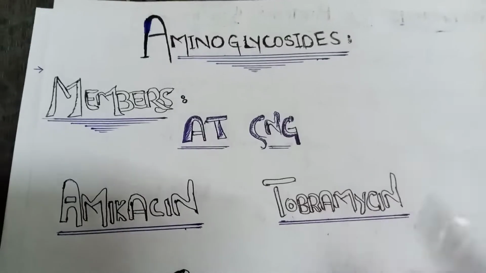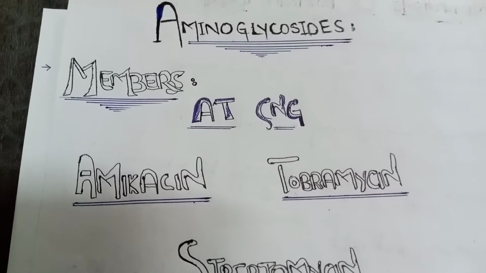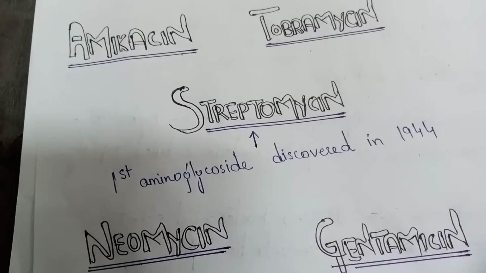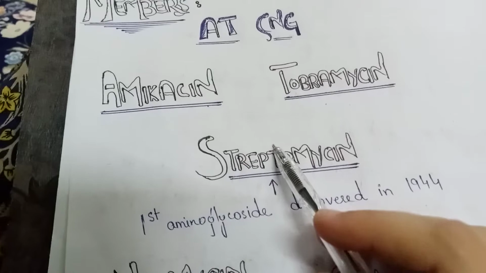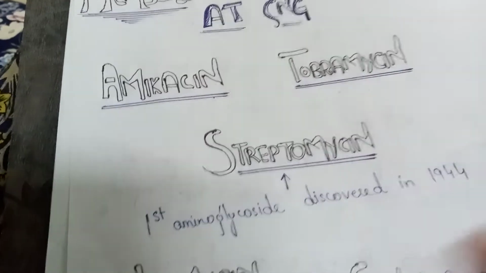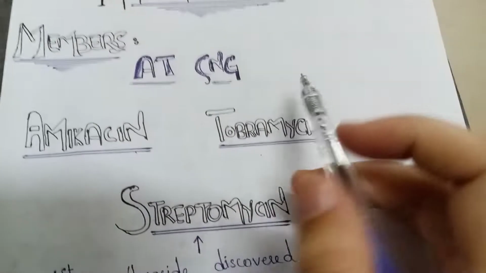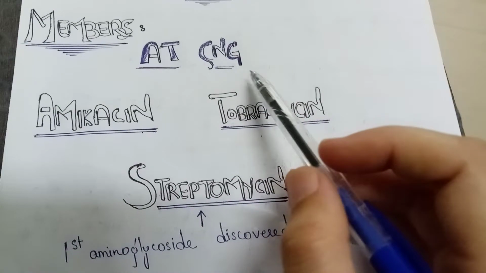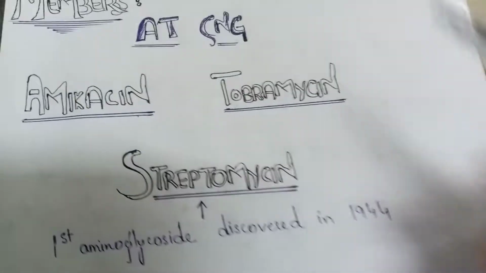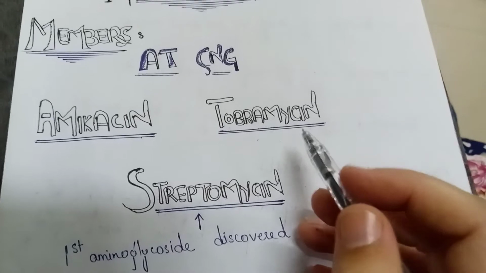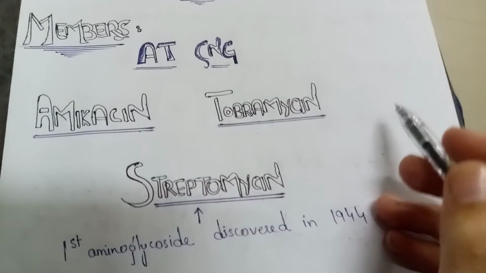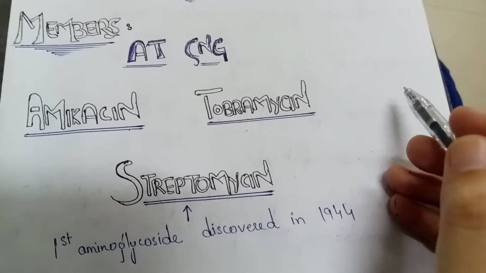So first we will start with the members of aminoglycosides. The members include amikacin, tobramycin, neomycin, gentamicin and streptomycin. Now, one thing is that aminoglycosides end with the word mycin, but you don't have to confuse it with other drugs, because some other drugs also end with the word mycin.